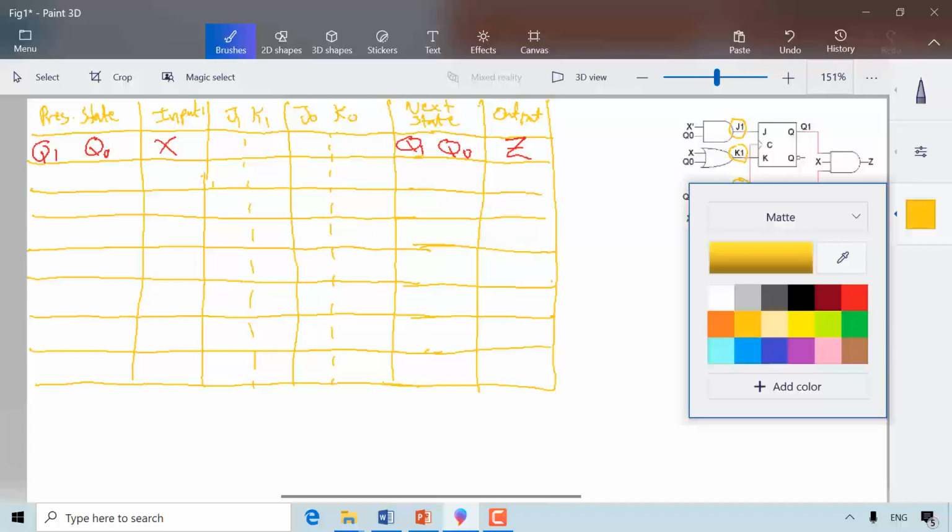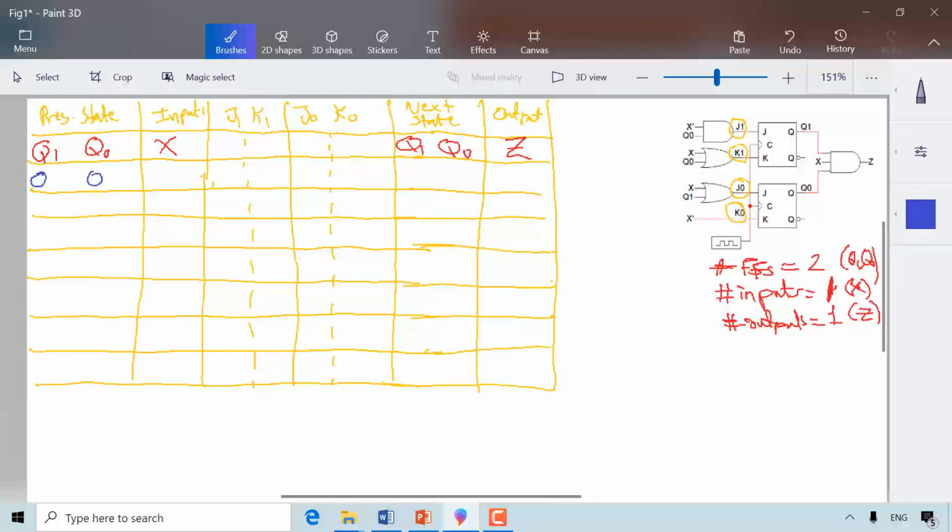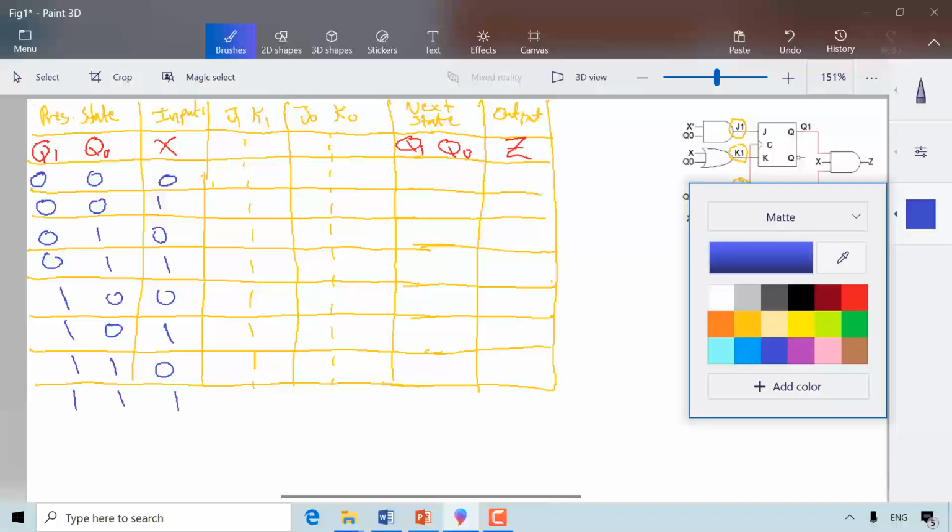Okay, now let's look at input combinations. So now I have what? I have present state, Q1, Q0, and input. What are the combinations? It is 0, 0, 0, 0, 0, 1, 0, 1, 0, 0, 1, 1, 1, 0, 0, 1, 0, 1. I'm short of one line here, and then 1, 1, 1. So let's continue this.